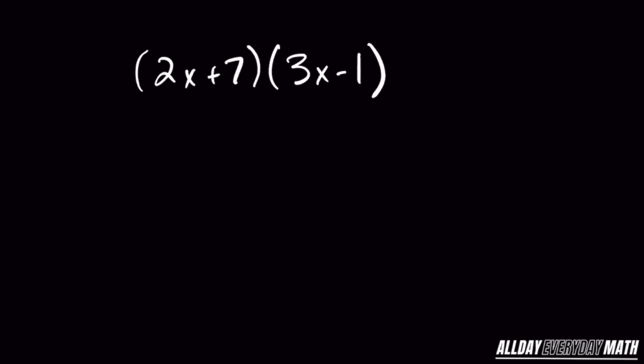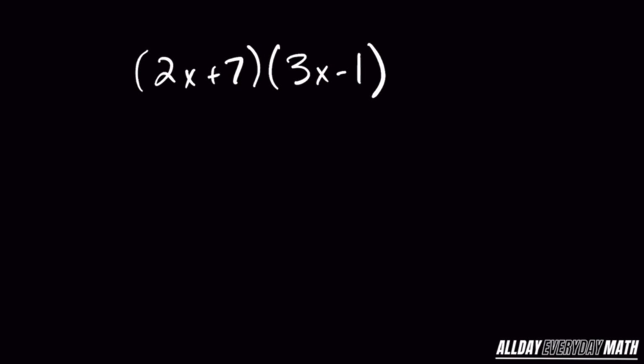Now let's do another example. I'm going to make it a little bit harder this time. So we're going to do 2x plus 7 times 3x minus 1. All right, so this time you'll notice that we don't just have an x and an x for the first terms in each binomial. We actually have a coefficient in front of them. But I just wanted to go ahead and throw a problem like this at you just to get you used to thinking about these things.